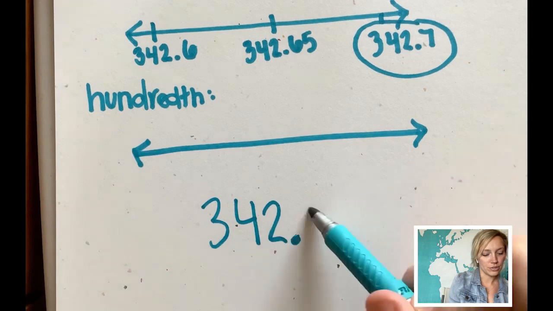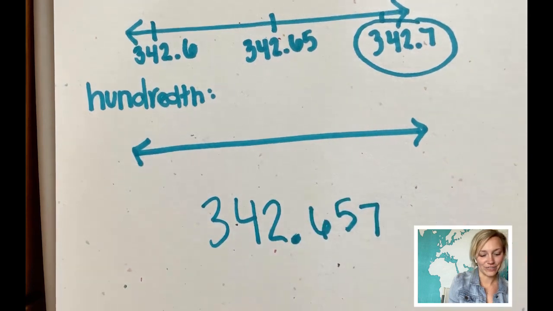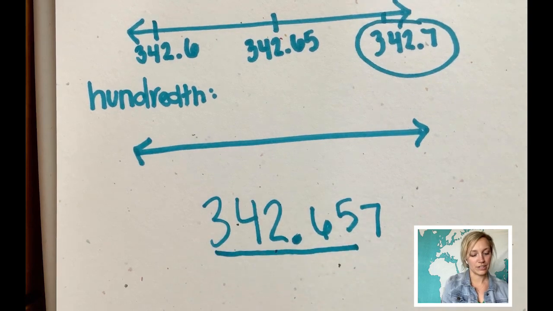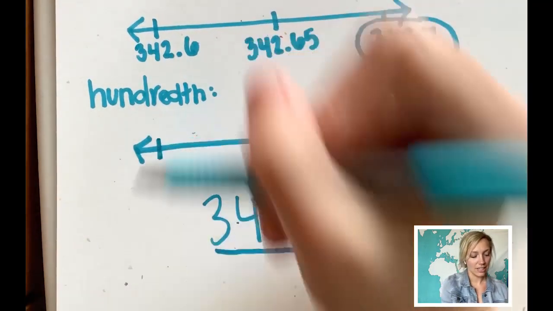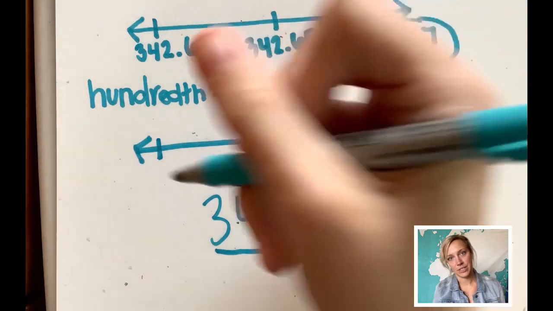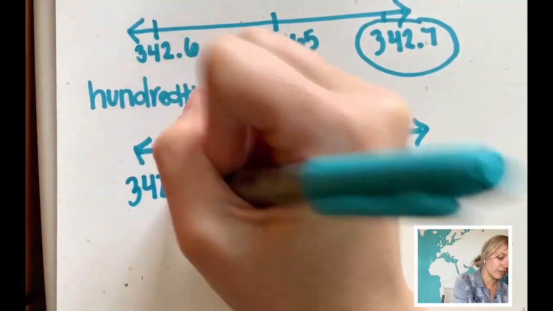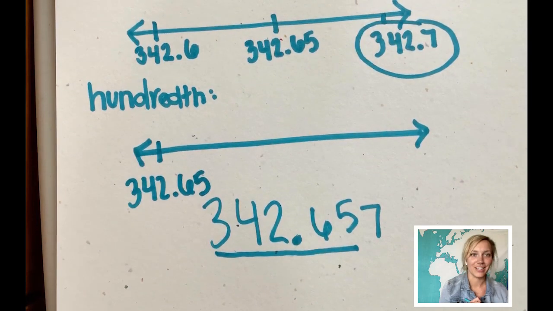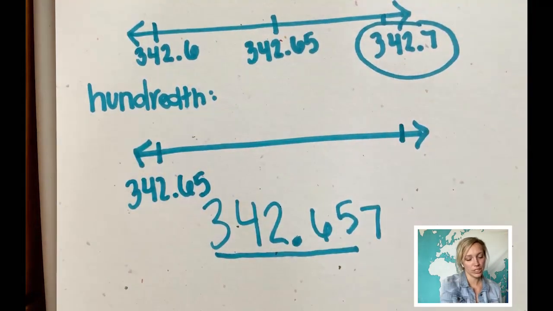And last but not least, I'll rewrite the number down here, 342 and 657 thousandths. To the nearest hundredth, I'm going to underline to the hundredths place. That will become my left benchmark, 342 and 65 hundredths. One more hundredth will be my right benchmark.